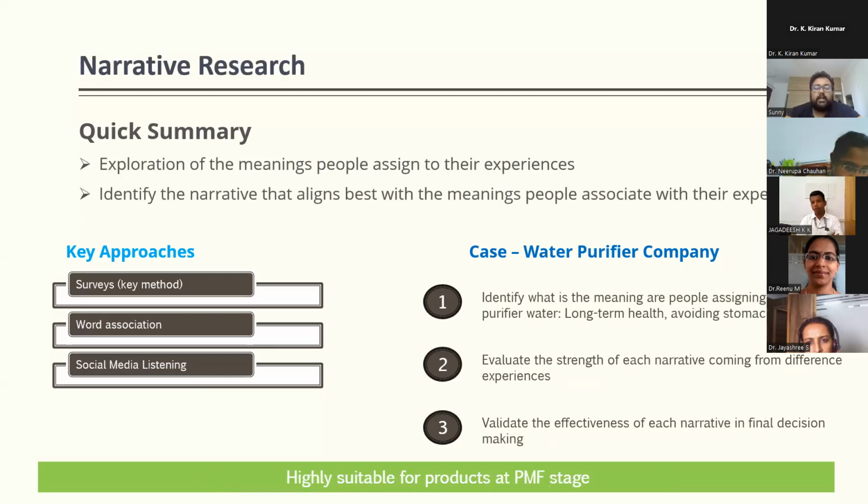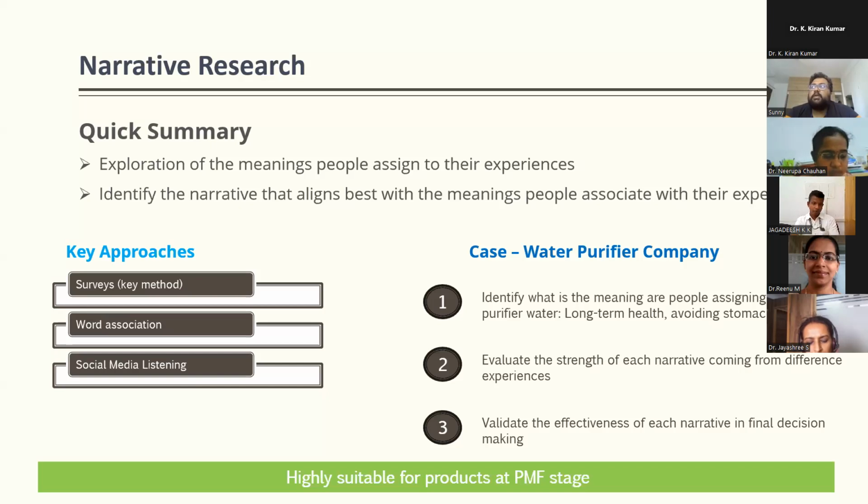The last part is narrative research. Like I said earlier, it was not a very popular thing, but with content being powerful and being key to marketing and to any business development decisions, narrative research becomes very powerful. The way it works is, when you give a product or service to people, everybody associates it with different meanings based on their experience.